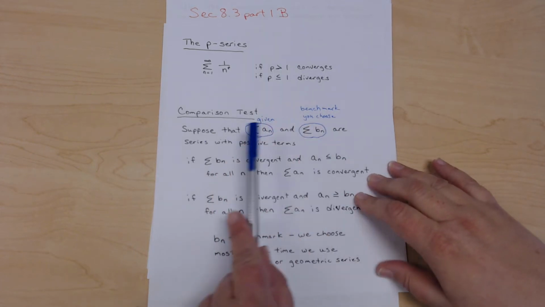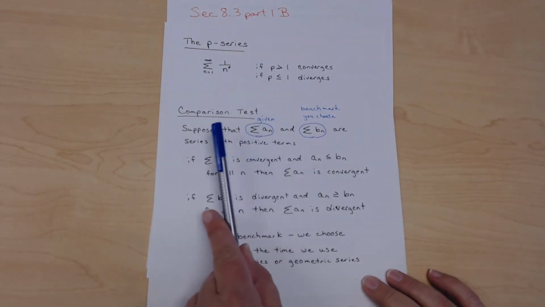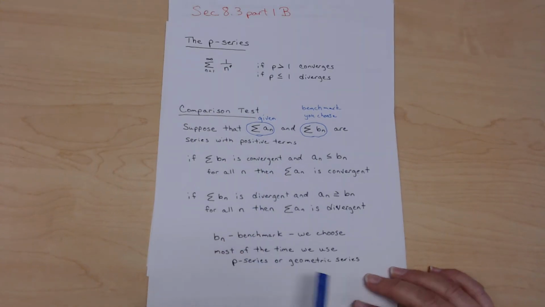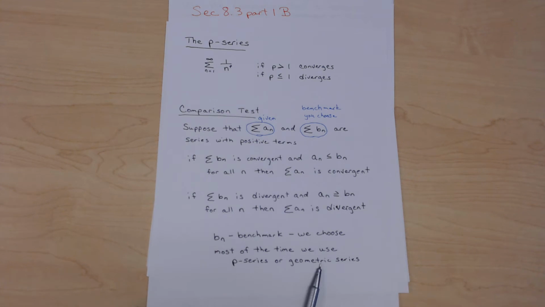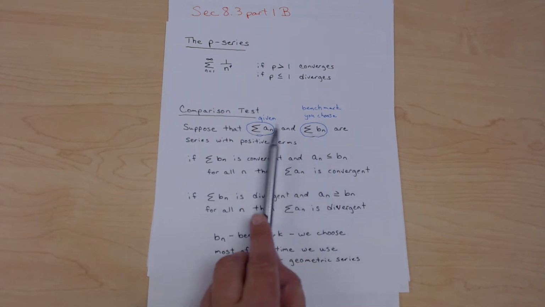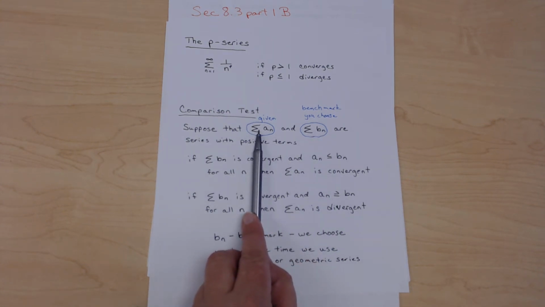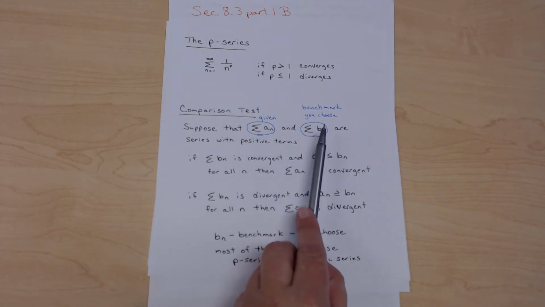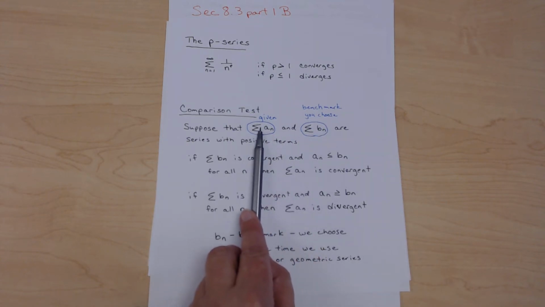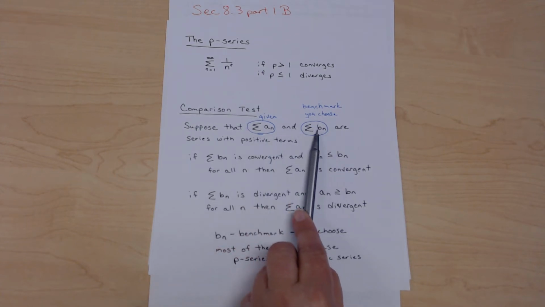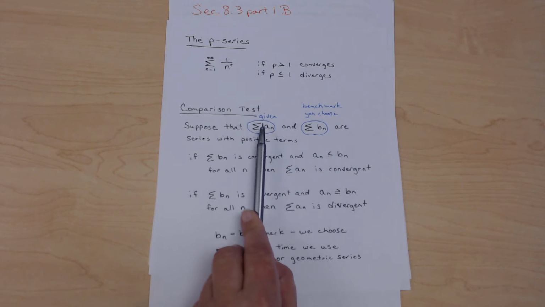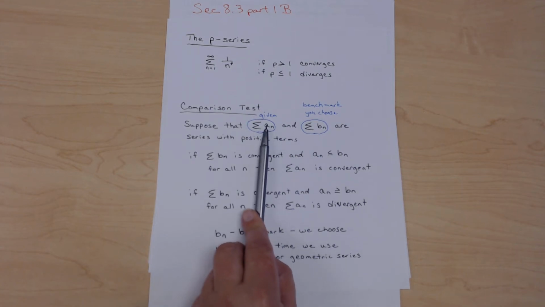And we were doing the comparison test. We had just written the comparison test. Now let's actually put it into place, okay? So what do we mean by this? Remember, we're going to choose this one on our own. It's usually a p-series or a geometric series. And then this is the given one. If this guy converges and this is smaller, then this guy converges. If this one diverges and this one is even bigger, then this one diverges.